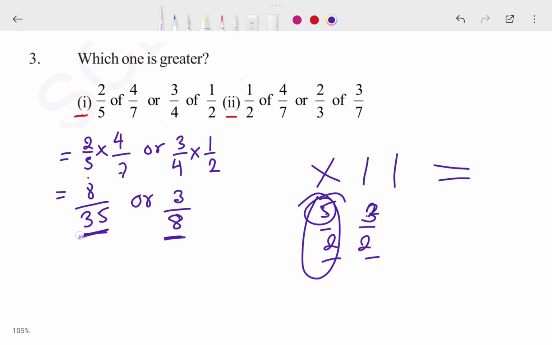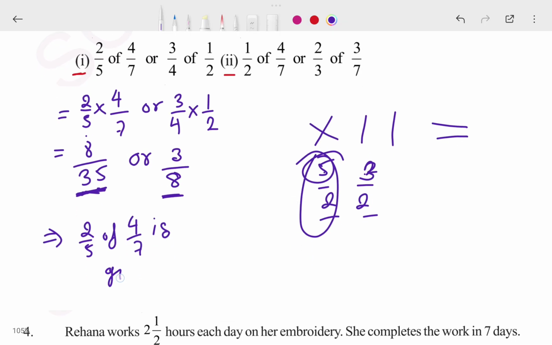But here the 8 is greater than 3. That is correct, first thing, but we have to always see the denominator. So here the denominator is 35, here the denominator is 8. Which is greater? 8 by 35 is greater. So you can say that this is greater. So we can write like this: 2 by 5 of 4 by 7 is greater. I can write here downwards, it is greater. Okay, now this is over.